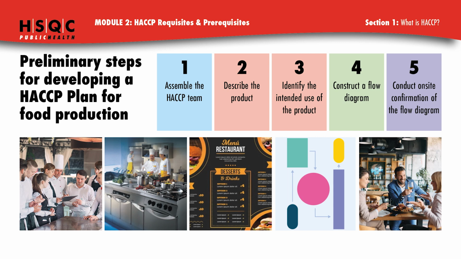Preliminary steps for developing a HACCP plan for food production. 1. Assemble the HACCP team. 2. Describe the product. 3. Identify the intended use of the product. 4. Construct a flow diagram. 5. Conduct on-site confirmation of the flow diagram.